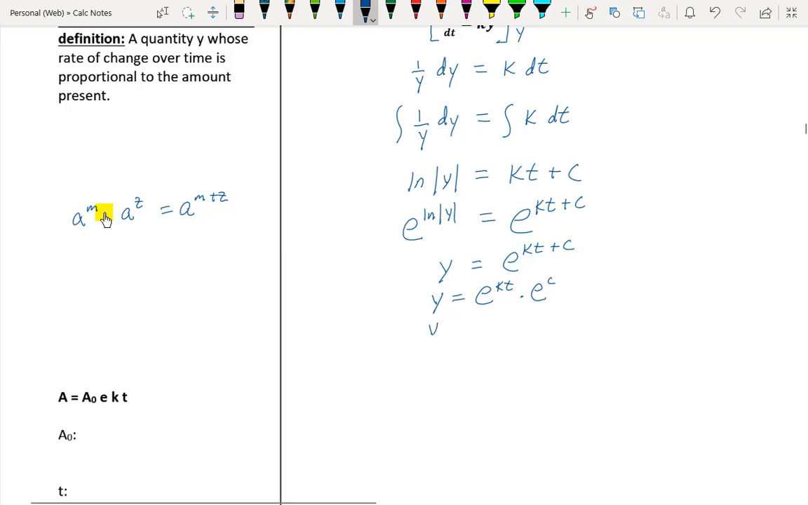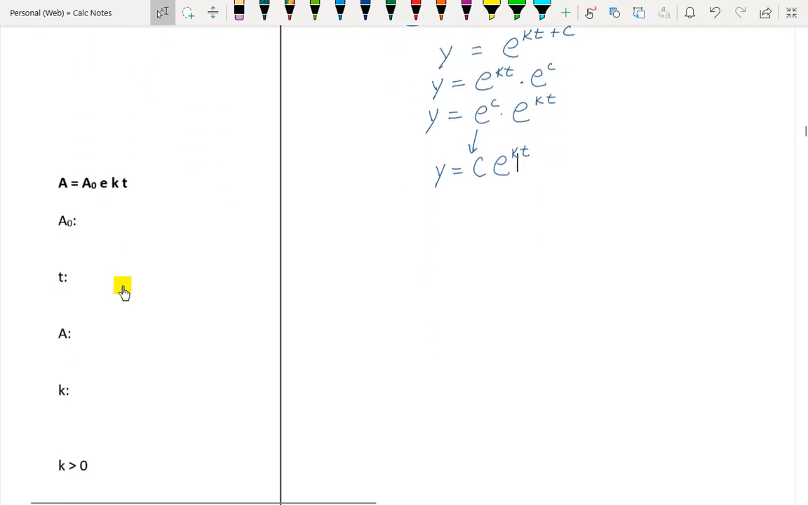And then I'm going to rearrange a little bit more here. Since e to the c is just some sort of a value, a number, I'm going to put that out front, and so that would be times e to the kt. And then e to the c, like I said, it's just a number again, so we can take that and, because it is just some constant, rewrite this as y equals c times e to the kt.